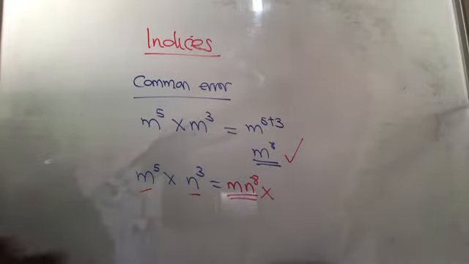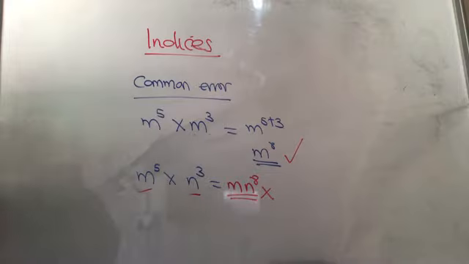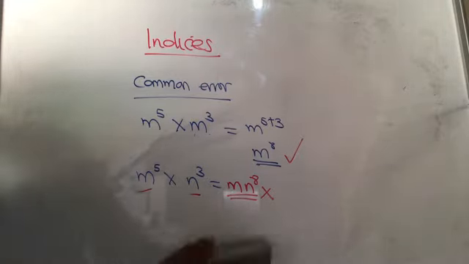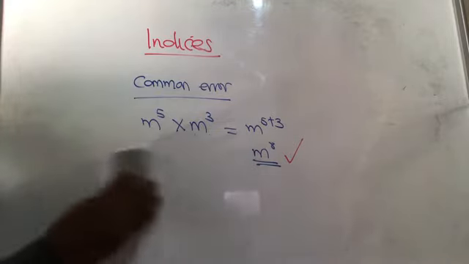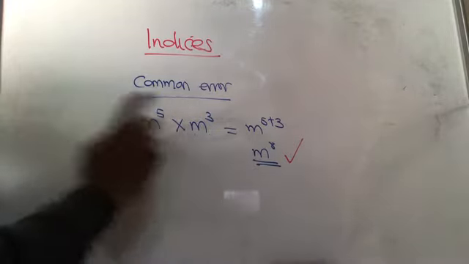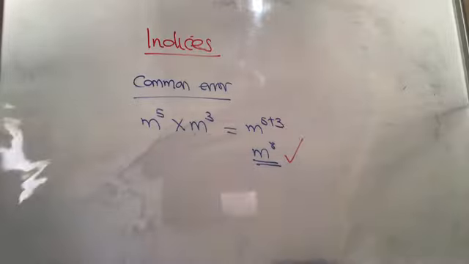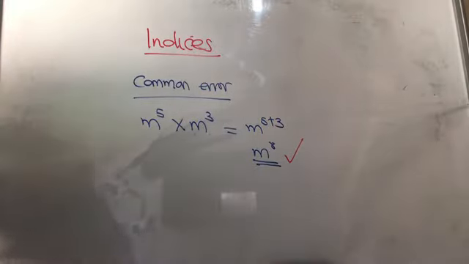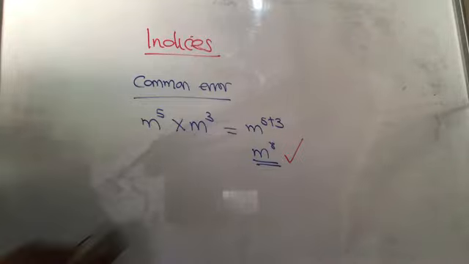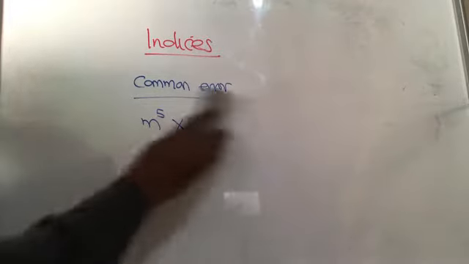So when it's like this now, that means we are going to apply a different law. We shall see as we continue with the laws. But for now, I want you to understand that law number 1 is only applicable, or it can be made use of, if we have the same bases. All right, I'm sure that is clear now. So the common error is corrected. Now let's move on. We want to move on to law number 2 now.